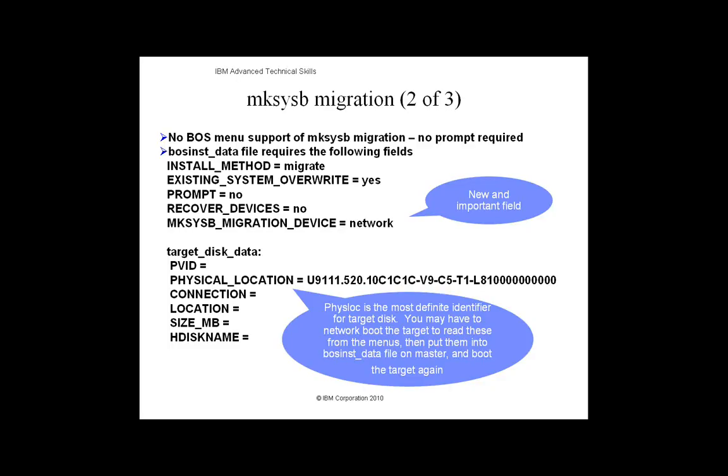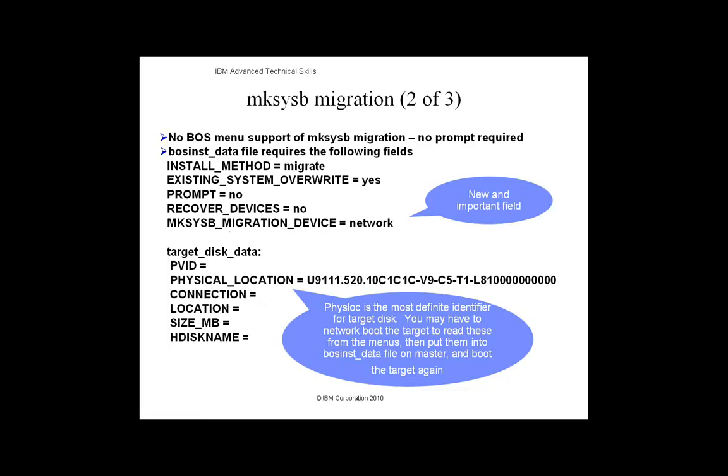There's some mandatory fields up there, 5 mandatory fields. INSTALL_METHOD equal migrate, EXISTING_SYSTEM_OVERWRITE equal yes, PROMPT equal no, RECOVER_DEVICES no, and that says that where I collect this mksysb is going to stay running at that IP address. Where I restore the mksysb, I'm going to use a new IP address. All right, so I'm not going to recover devices. And that new field there, you'll find it in the 6.1 template file by now, certainly in the 7.1 template: MKSYSB_MIGRATION_DEVICE. Set that to network.